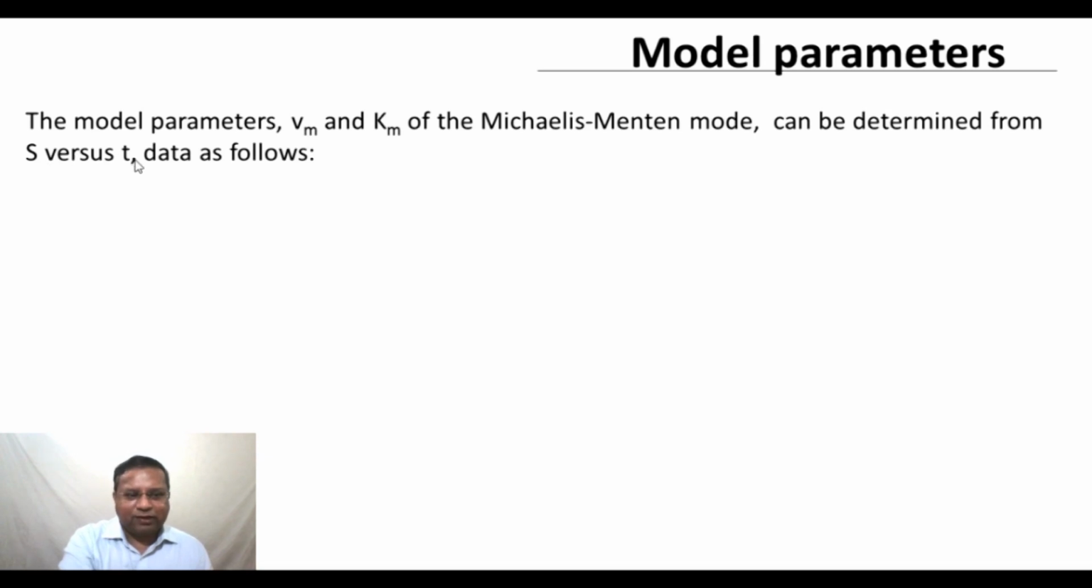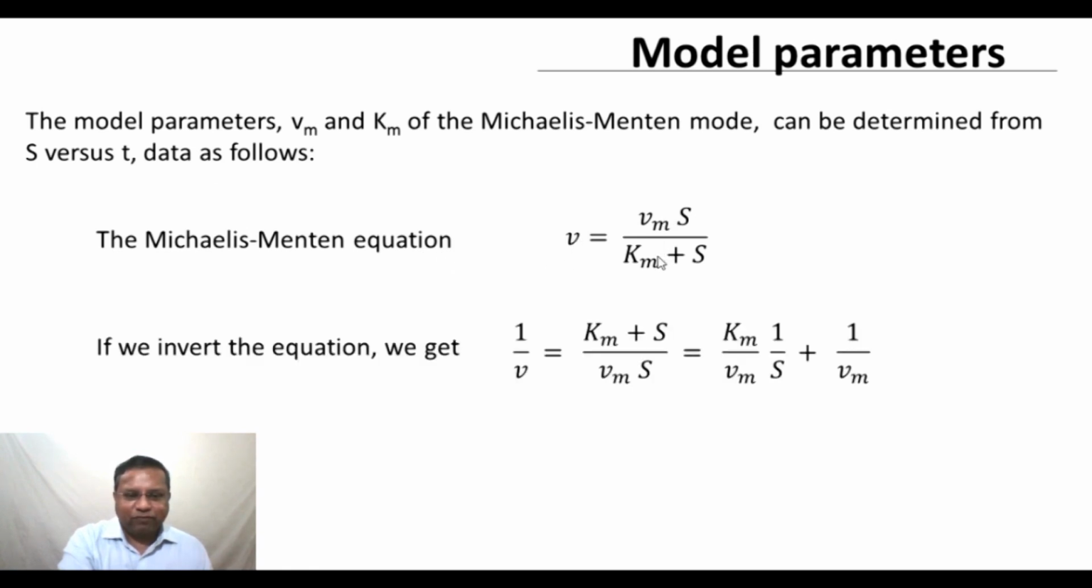We collect S versus T data, and if we do that, the Michaelis-Menten equation is V equals Vmax S by Km plus S. If we invert this equation, taking 1 by on both sides, we get 1 by V equals Km plus S by Vm S, and this can be written as Km by Vm S plus S by Vm S. Km by Vm S becomes Km by Vm into 1 by S, and here the S cancels out, so you have 1 by Vm.